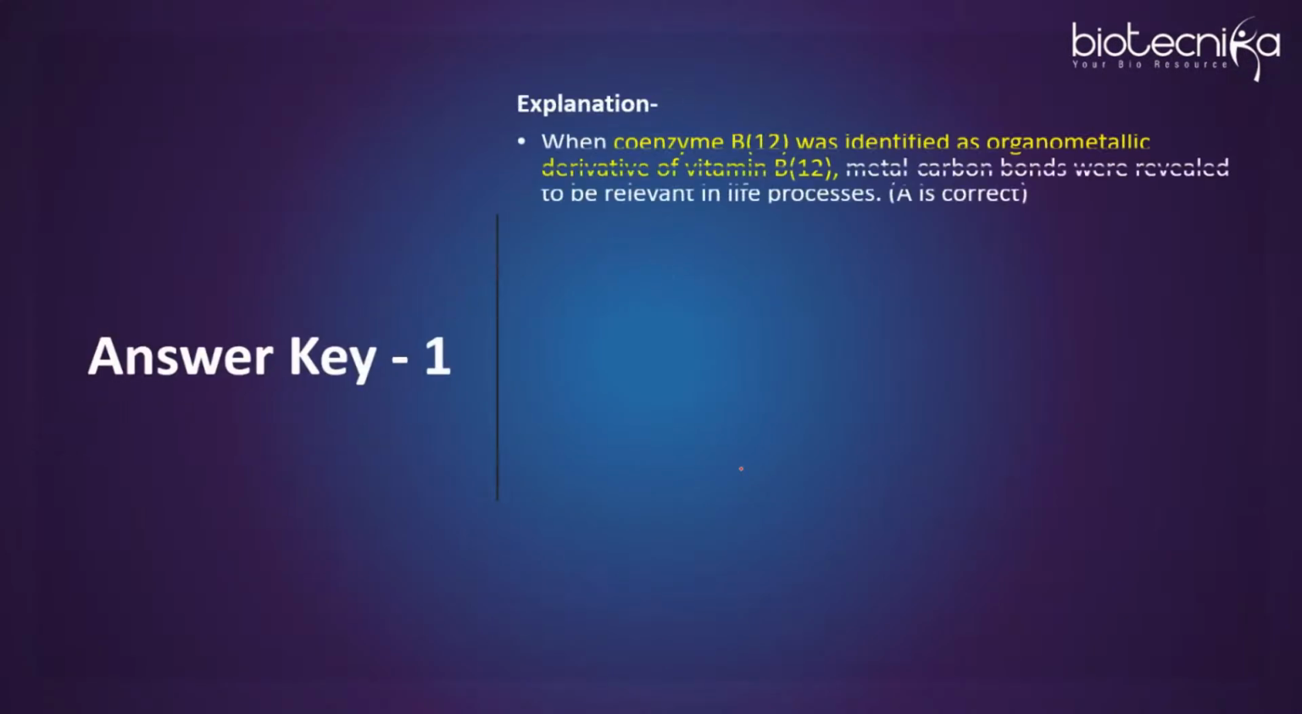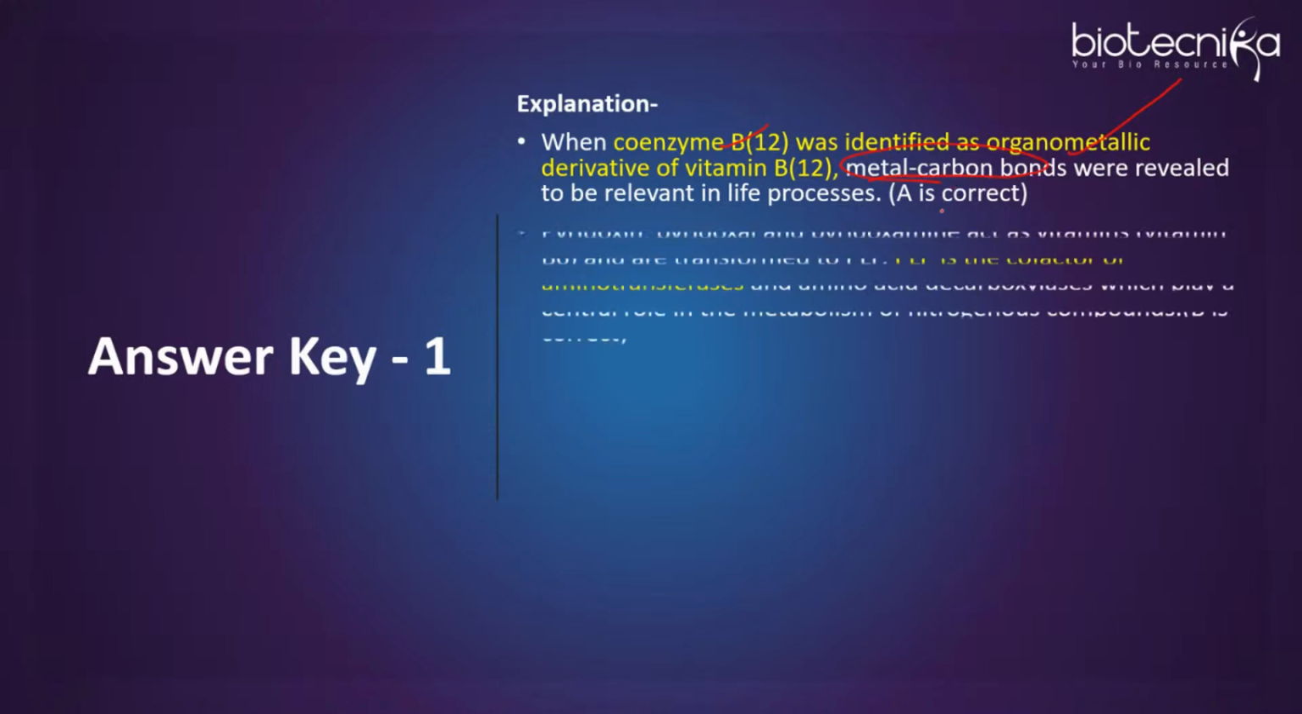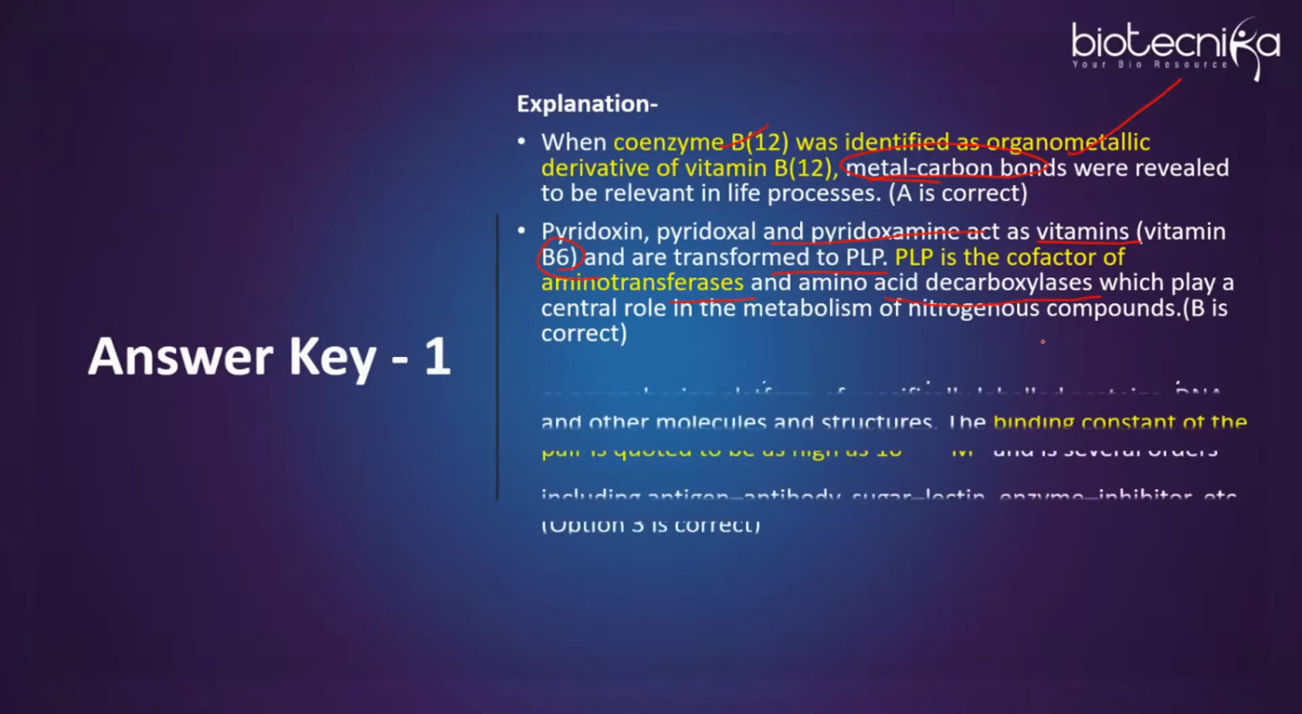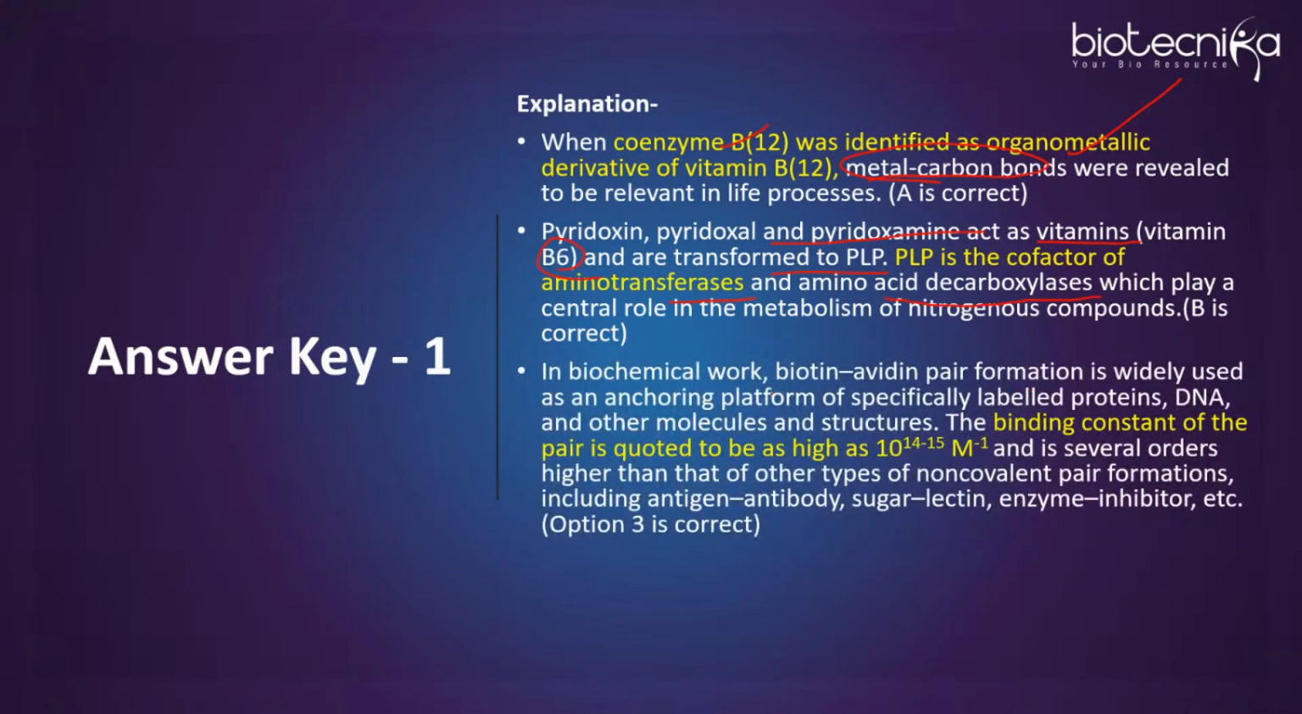Okay, so yes, coenzyme B12 was identified as organometallic because it has a metal-carbon bond. That's why it is organometallic. Pyridoxine, pyridoxal, pyridoxamine all act as vitamins. They are forms of B6 and are transformed to PLP, which is a cofactor for amino transferases and amino acid decarboxylases also. Right? Yes, very good, Antara. All of them are correct.